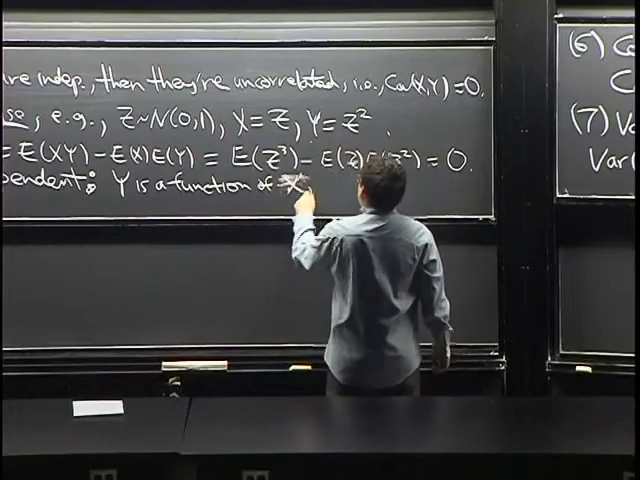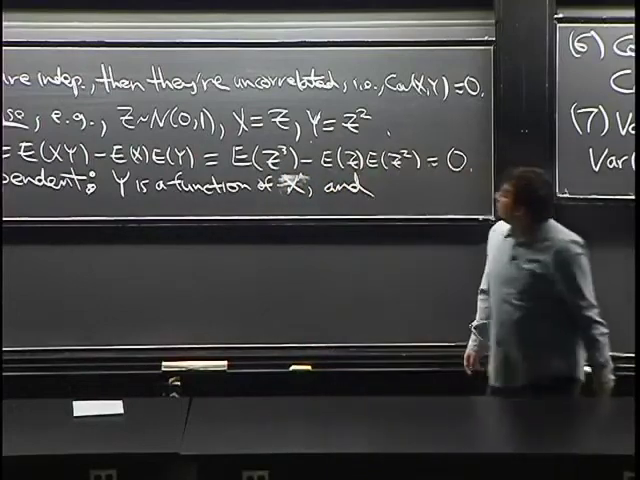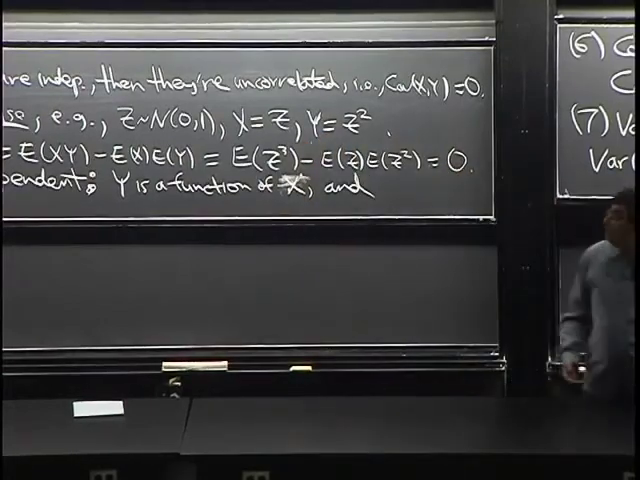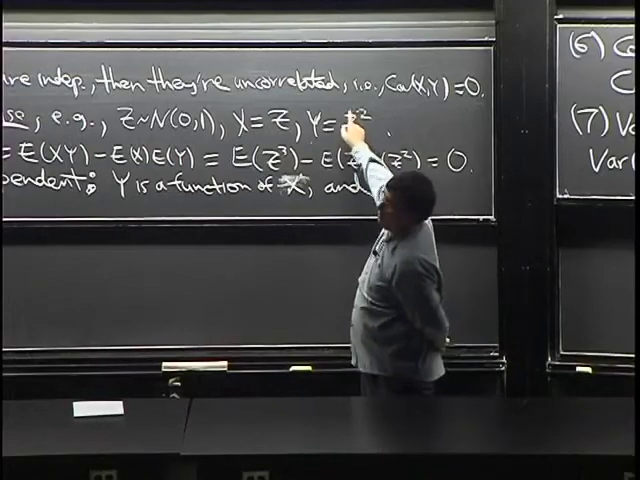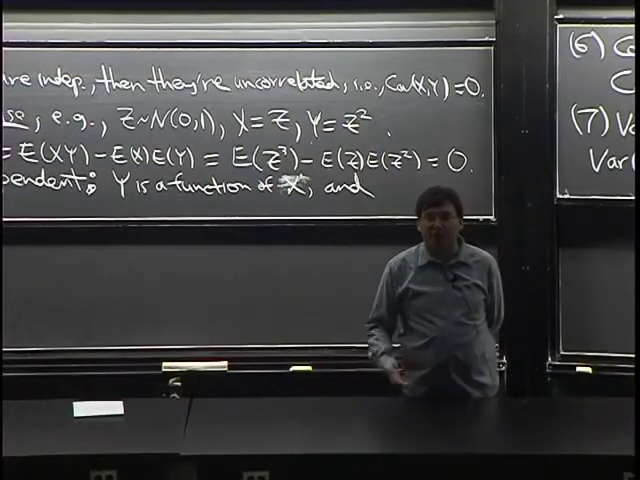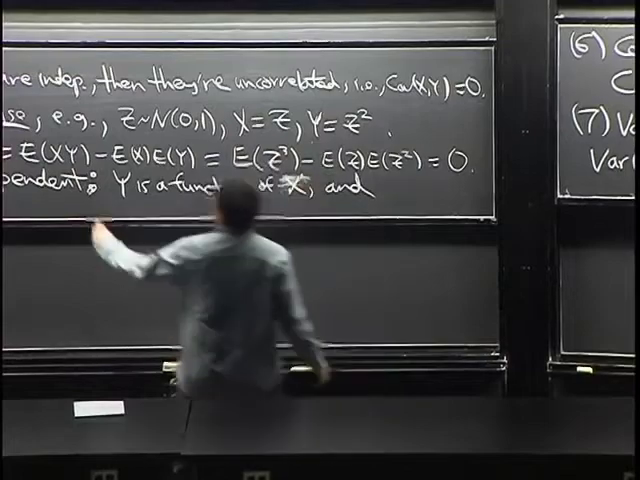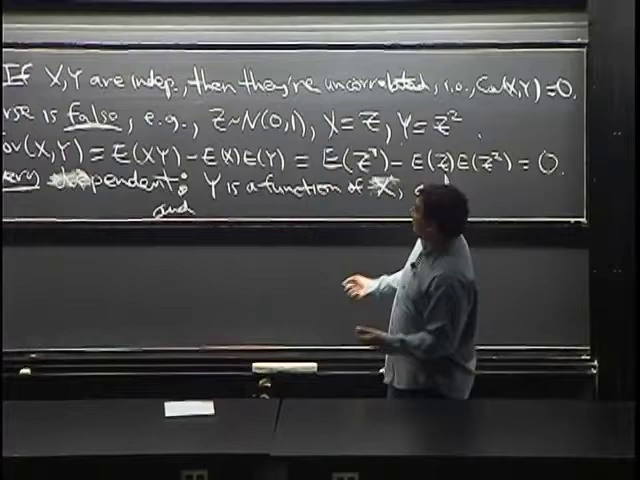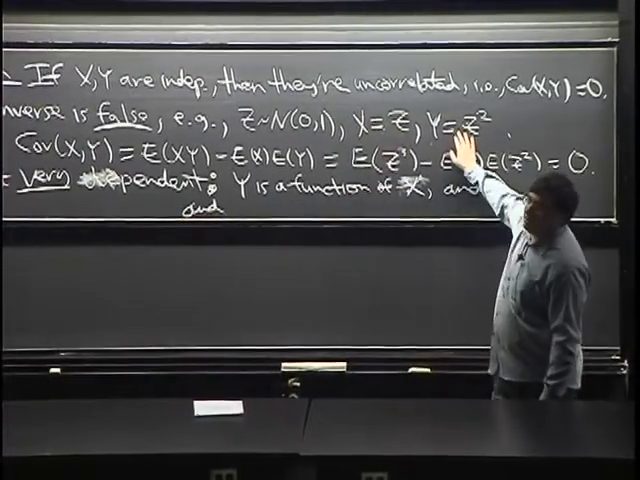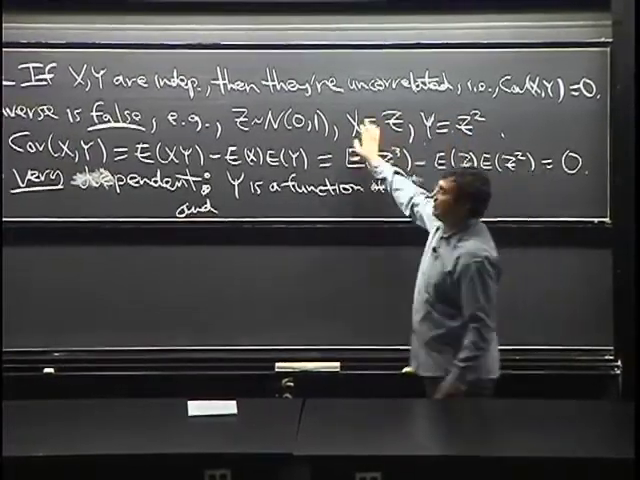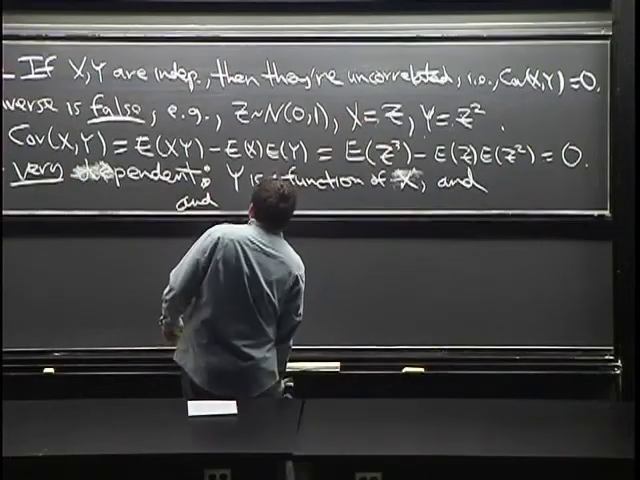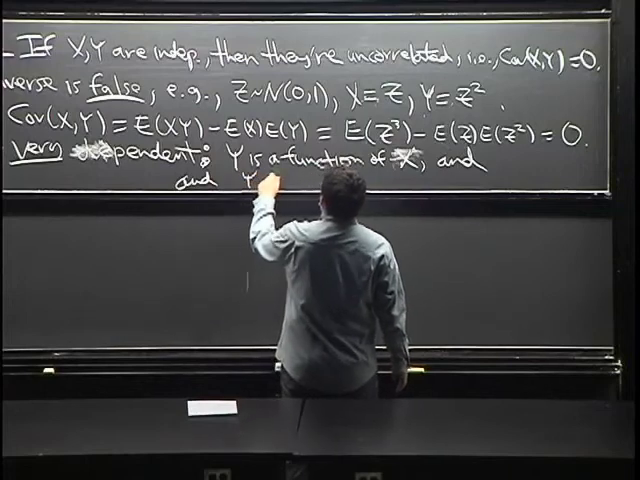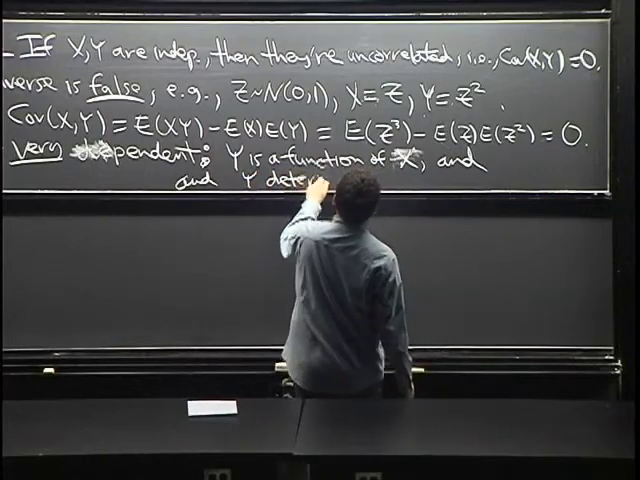Y is a function of x. And if we go the other way around, if we know y, well, we don't know x, but we do know its magnitude. If we know x squared, then we can take the square root and we'll get the absolute value. So we know it up to a plus or minus. So that also shows it's dependent going the other way, which we didn't need to do, but it's nice to think: if we know this, then what do we know? Well, we know it up to a sign. So I would just say y also determines x, at least up to a sign.